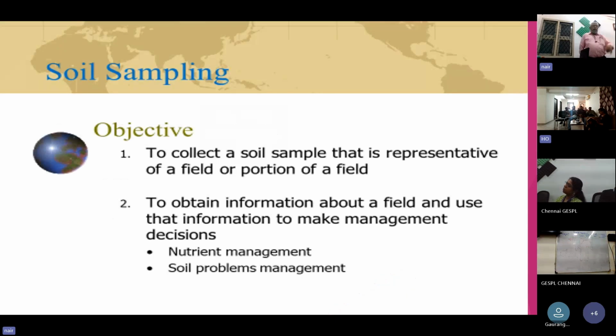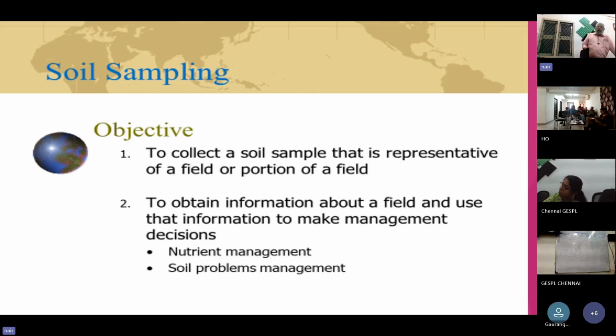Okay, fine. Coming to soil sampling. Soil sampling is to collect a soil sample that is representative of the field, to obtain information about it and to make management decisions about nutrient management and soil problems management. That means when you give an interpretation of the soil result, you have to speak about nutrient management and also soil problem management, whether it is an agriculture field or used for other purposes, for industry, or for making bricks or something. You have to say soil problem management.